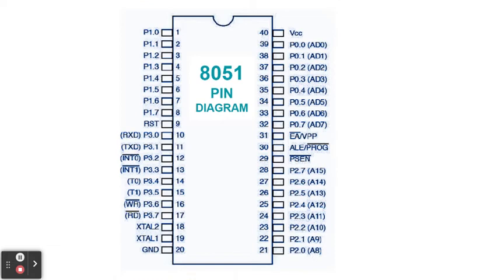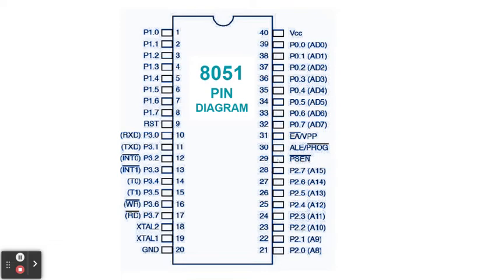From address 8, A8 up to A15, this port number 2 works together with port number 0 to provide a 16-bit address. That's why this is A8 up to A15, because A0 starts from 39 down to 32, that's where we will get A0 up to A7, followed by A8 from port 2.0 up to port 2.7, A15. In other words, from A0 to A15, that's a 16-bit address.